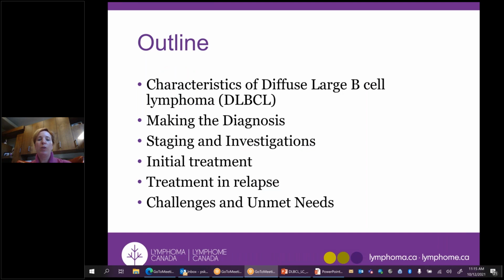We're going to briefly review the characteristics of diffuse large B-cell lymphoma, often abbreviated as DLBCL, so you'll hear me refer to this specific lymphoma subtype as DLBCL throughout the presentation. I want to talk a little bit about how we make the diagnosis and some of the investigations that go into that. Talk about staging tests and their role, as well as initial therapy at present in Canada as well as worldwide, and treatment at time of relapse. We will briefly discuss throughout the presentation challenges and unmet needs.